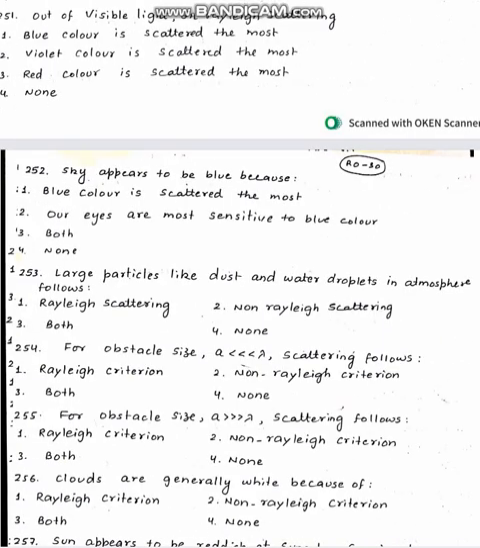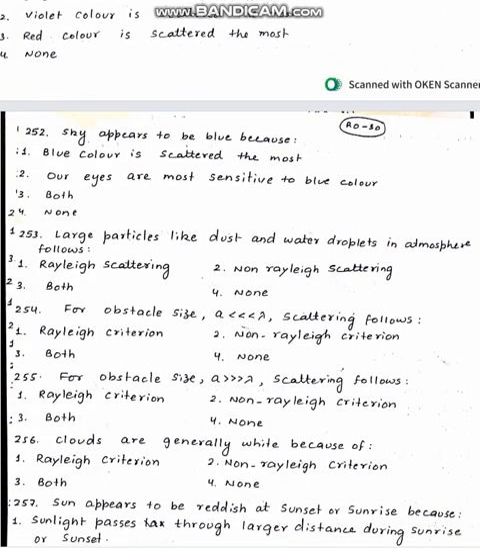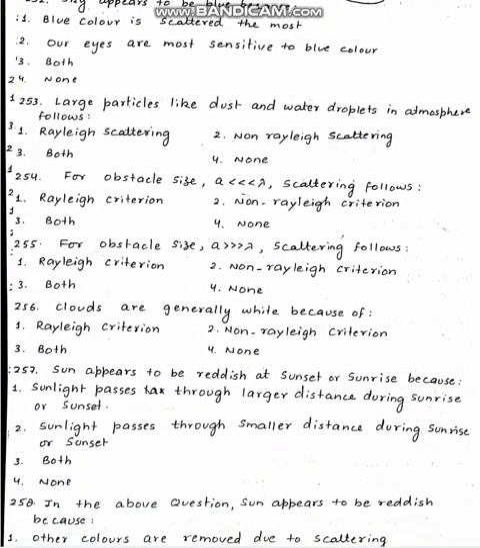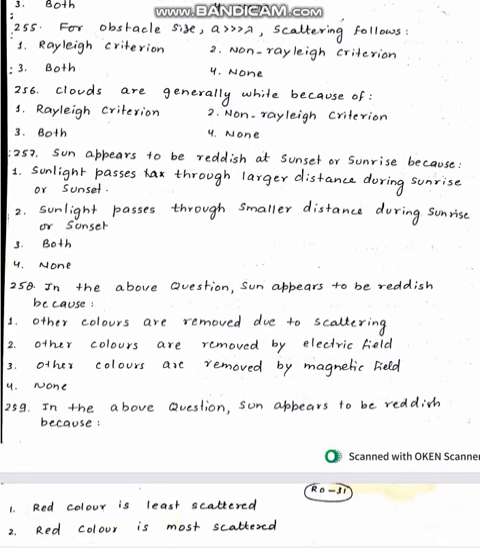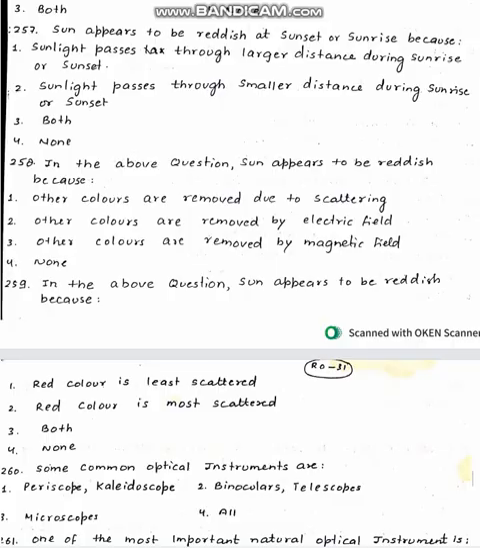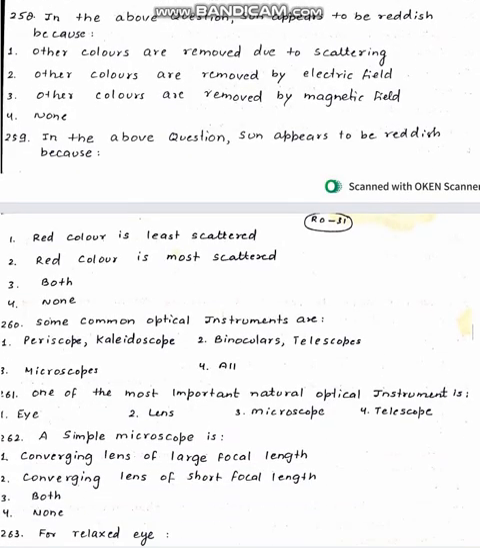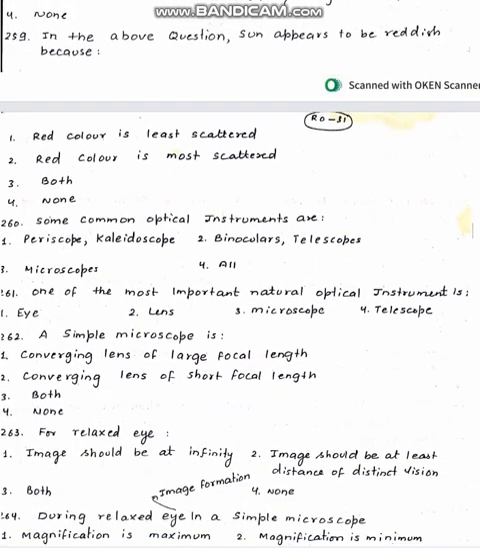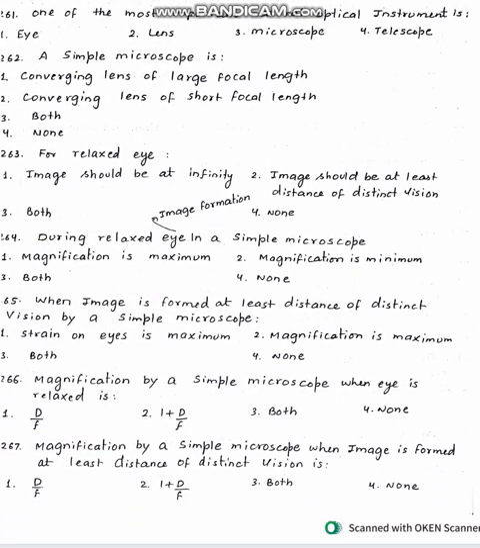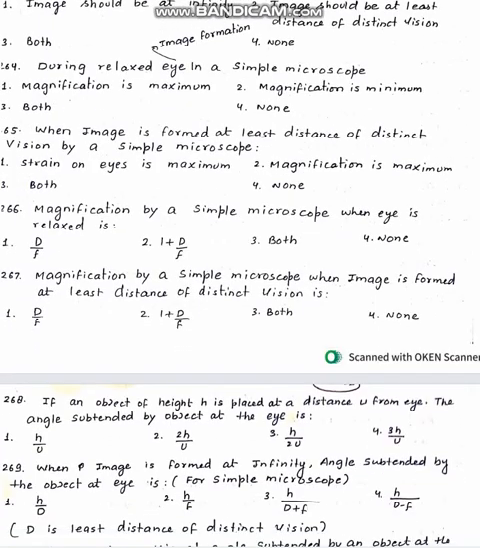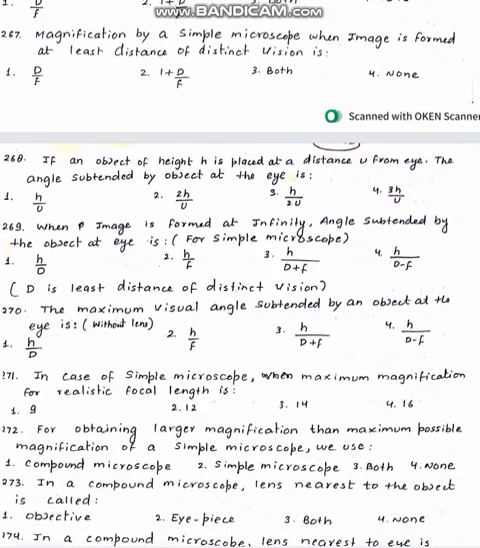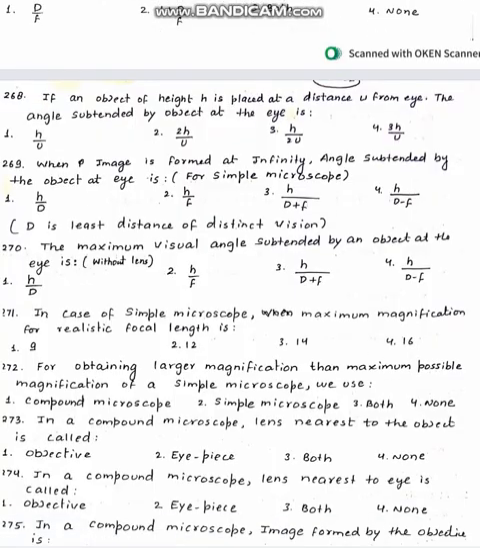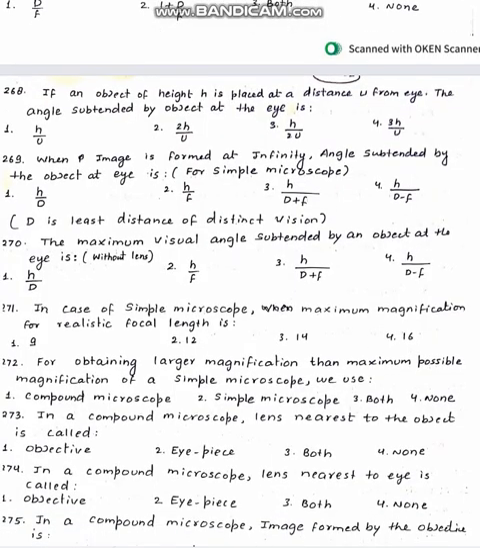Then we have a sky blue concept, conditions for scattering, Rayleigh and non-Rayleigh criterion. Then some optical instruments, simple microscope, human eye, relaxed position, angular magnification of simple microscope, compound microscope. Then we have certain questions based on a simple microscope.